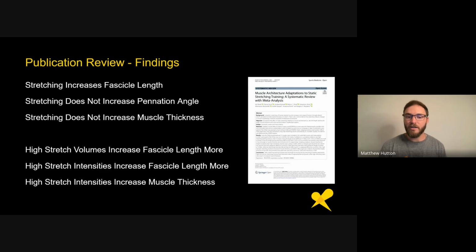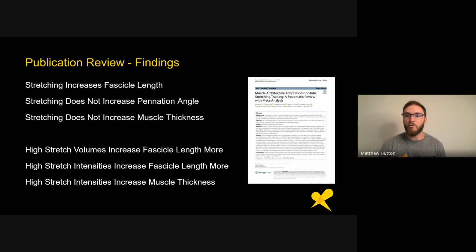And so there's larger effect sizes if you're actually increasing the stretch volume, the duration, and the frequency, as well as if you increase the intensity. And so this is what I was referring back to on the stretching slide. When you're doing your passive stretching, are you holding this for a long enough duration, and are you pushing them to a high enough intensity of a stretch?